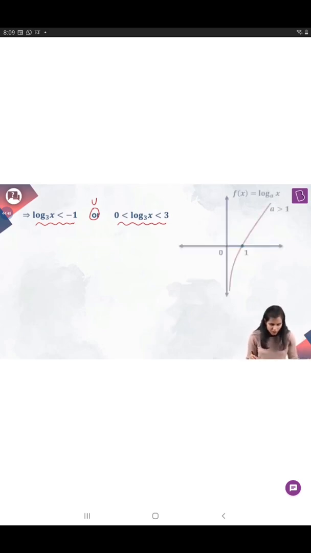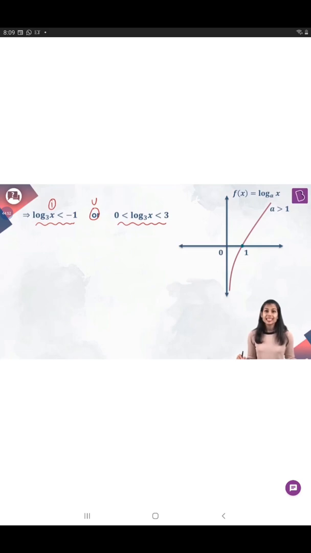And I'll also find out what are the values of x positive and not equal to 1 for which my log x is between 0 and 3. Union of them will give me my solution set. So let's take the help of the graph. Well, this is the graph of log x when the base is greater than 1. Right now we have base 3 greater than 1. Okay, so first of all, I want this.